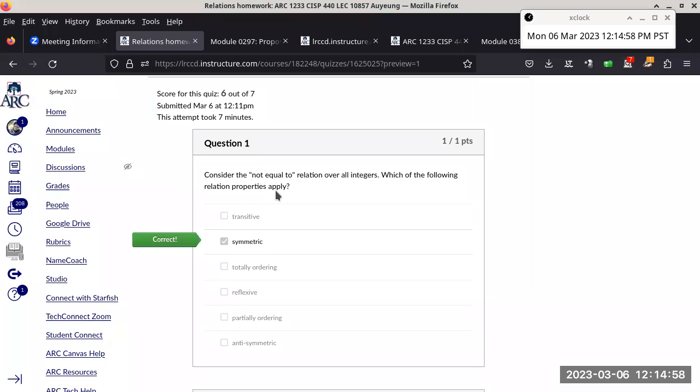Well, that's not how it's defined. So the key is, make sure that we know where to find the definitions. Okay, the definitions are very, very important.